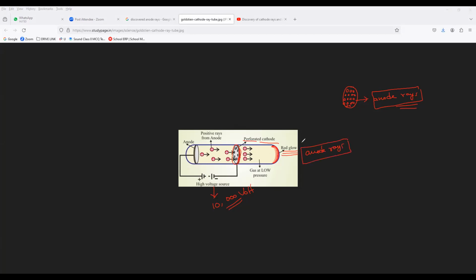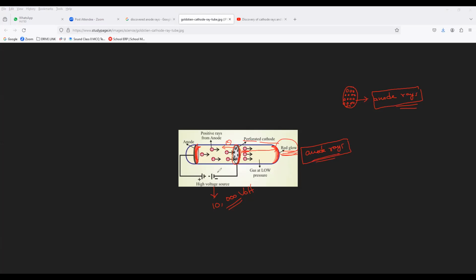Here, these rays were moving exactly opposite to the cathode rays. After striking this perforated cathode, the electrons come back and form the green color coating here. And on the opposite side, the protons alone separate. The protons alone will move and shine with red color light on the opposite side. That is what we call anode rays.